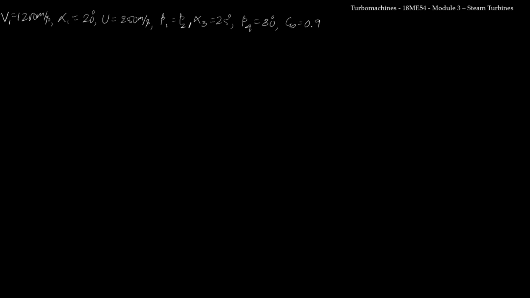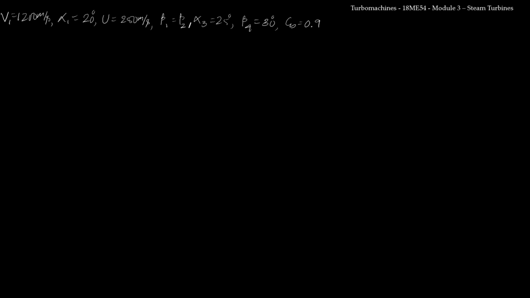So these are the data given. Now we are dealing with two stage turbines, impulse turbine. While constructing the velocity triangle, I have to split the sheet into two parts. In the upper part we will write the diagram for the first stage, and in the lower part we will write the diagram for the second stage.